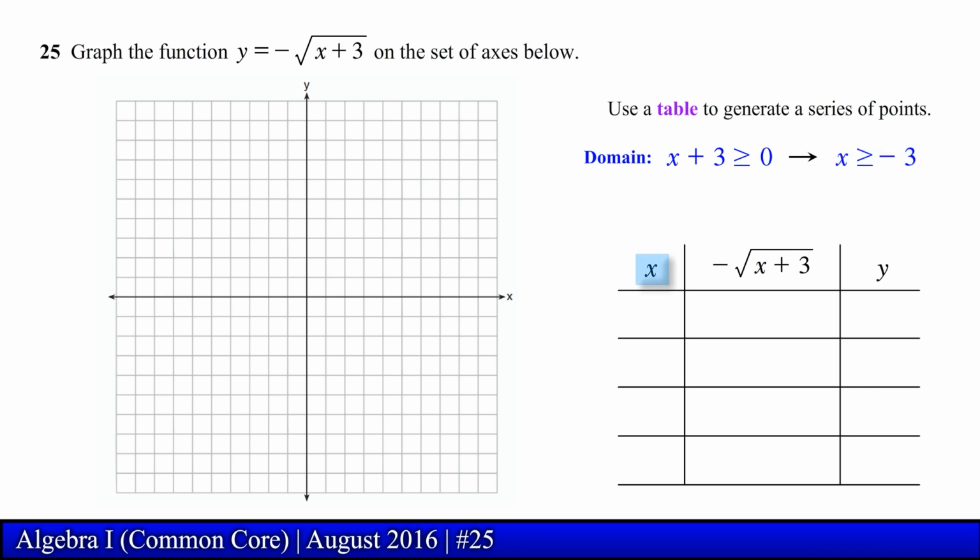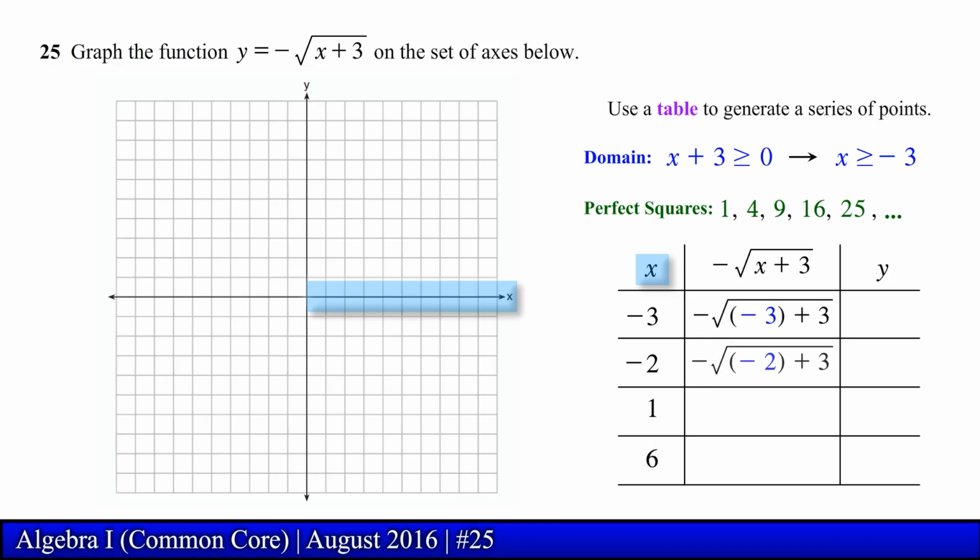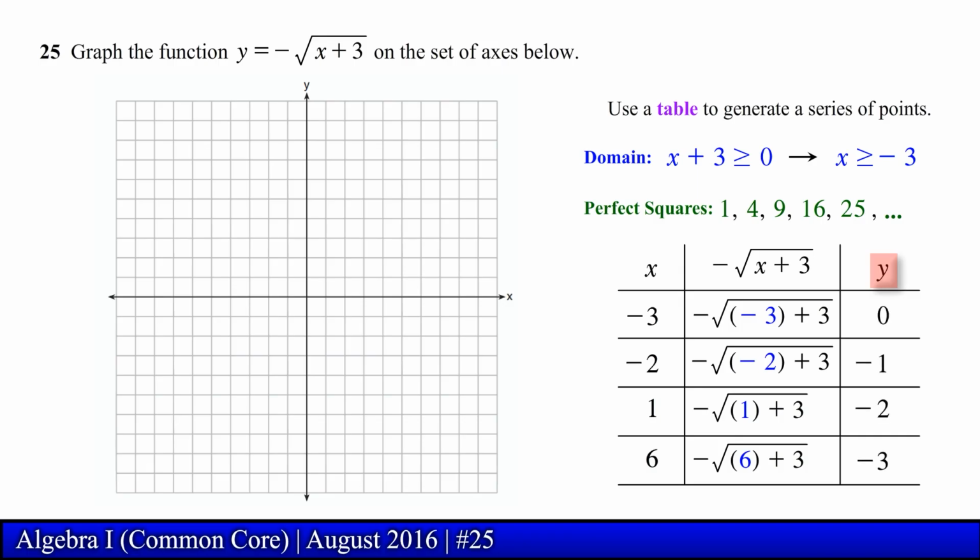This means that we should use values of x that are greater than or equal to negative 3. Typically, it is best to choose values of x that allow us to take the square root of perfect squares, like 1, 4, 9, 16, 25, and so on. This way, we can evaluate the function with relative ease. For this problem, let's evaluate the function at x equals negative 3, negative 2, positive 1, and positive 6. If we had more room, we could also evaluate the function at x equals 13, but the first 4 values are more than enough. Evaluating the function at these values, we obtain the following outputs.